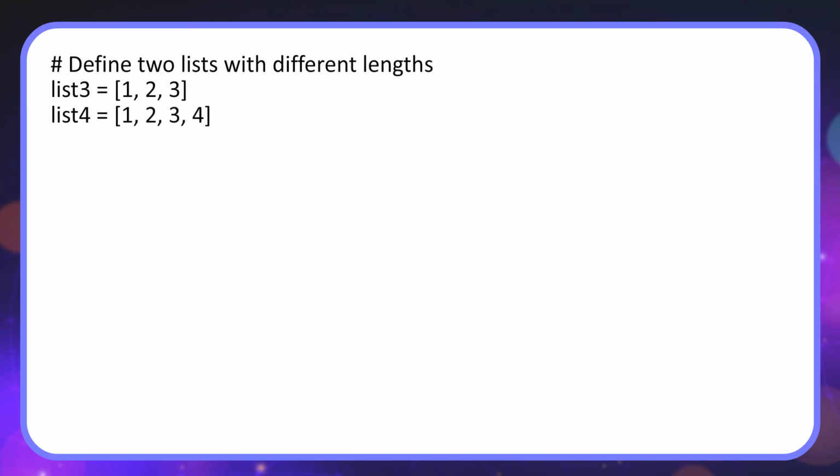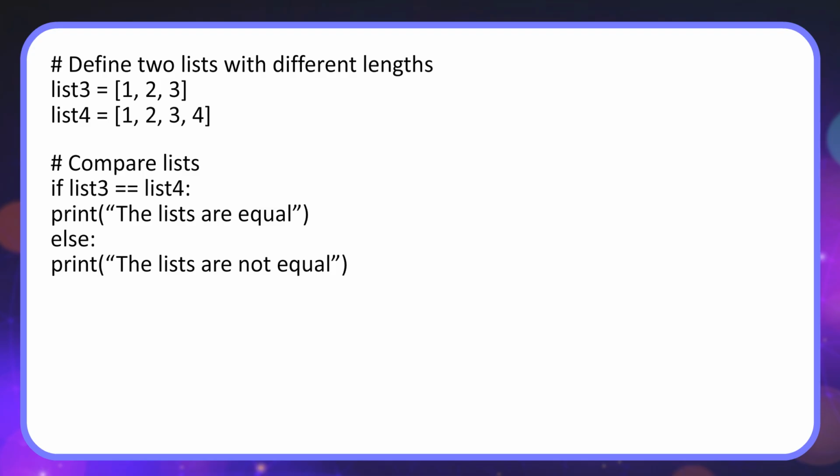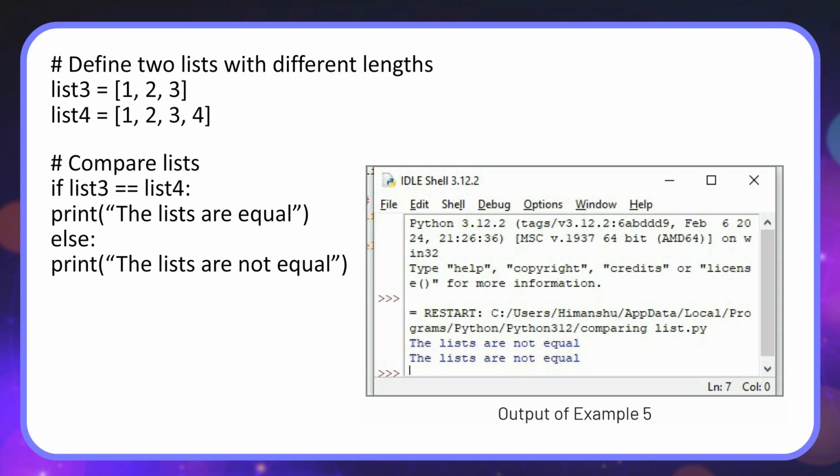# Define two lists with different lengths. list3 = [1, 2, 3]. list4 = [1, 2, 3, 4]. # Compare lists. If list3 == list4, print('The lists are equal'), else print('The lists are not equal'). Output of example 5.